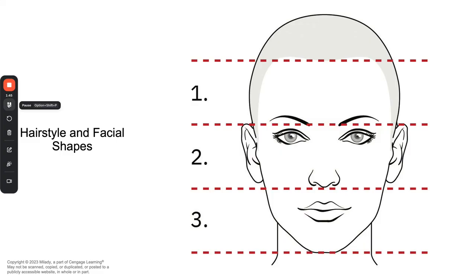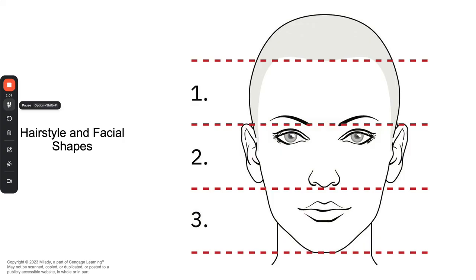As you can see here on the slideshow, the first zone that we need to break the face down into is from forehead to eyebrows. That's going to basically help you to determine the prominence of their forehead. You can also determine whether their forehead is receding or more prominent. The second zone is going to break the face down from the eyebrows to the end of the nose.